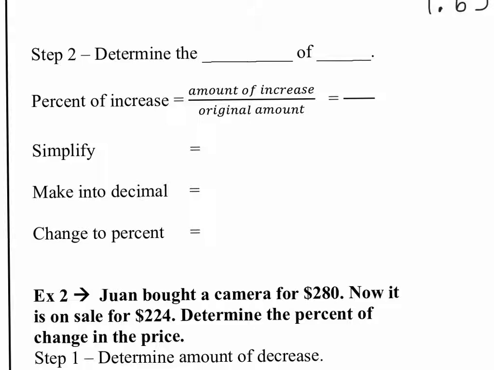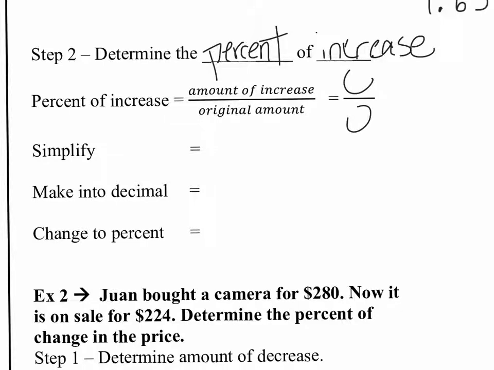Step 2, you're now determining the percent of change, which was an increase. The percent of increase is equal to the amount of the increase over the original amount. C over O. The change over the original. Change over original. What is the change? $1.65. The original? $1.30. You set up a proportion equal to, you're looking for the percent, that's your X, over 100.